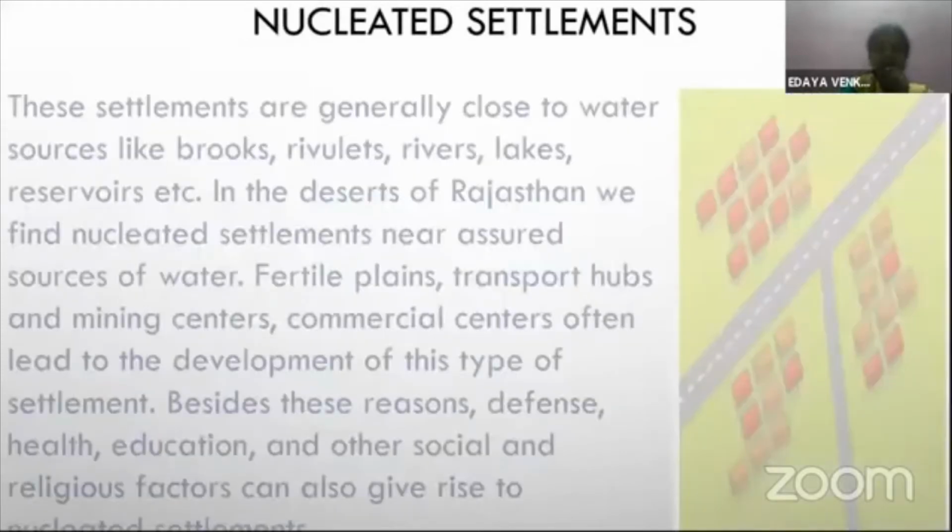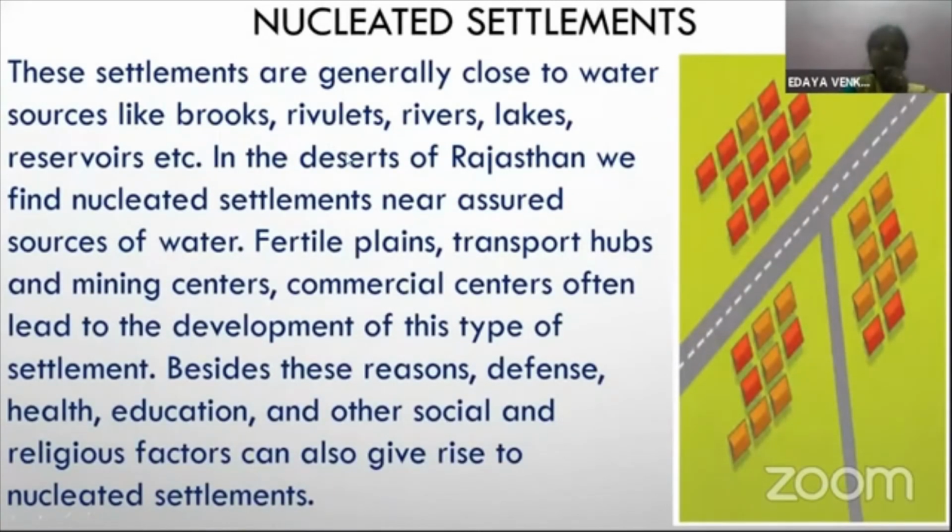So now the next is nucleated settlement. In this picture you can see a group of houses in a particular area. See, here is a group of settlement and the next group is here and the next group is there. Between them there is a road. So these settlements are generally close to water sources like brooks, rivulets, rivers, lakes, reservoirs, etc. These names are the sources of water.